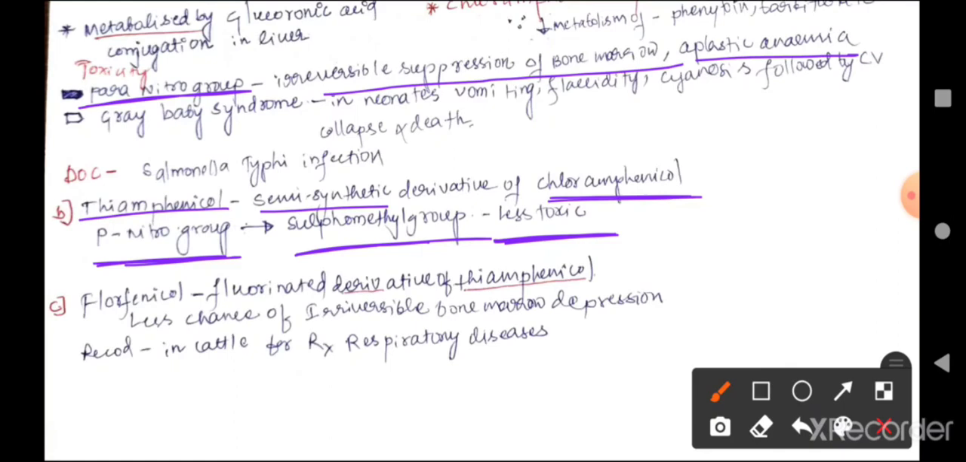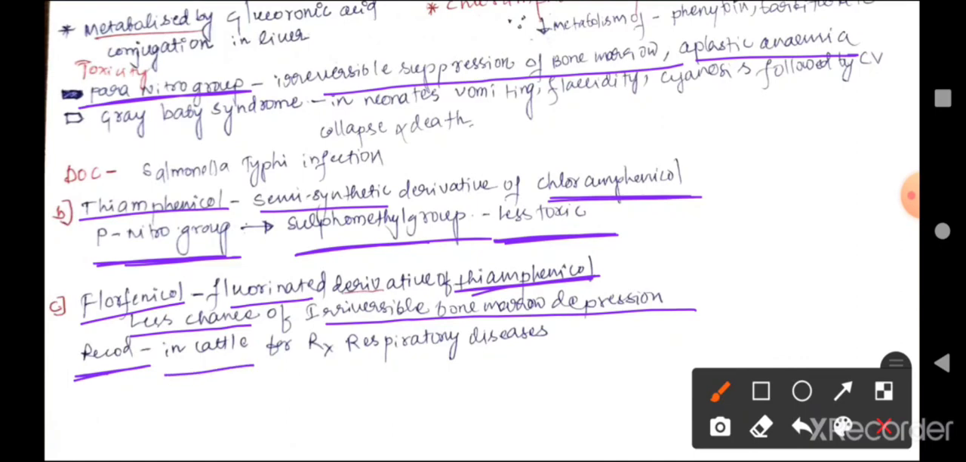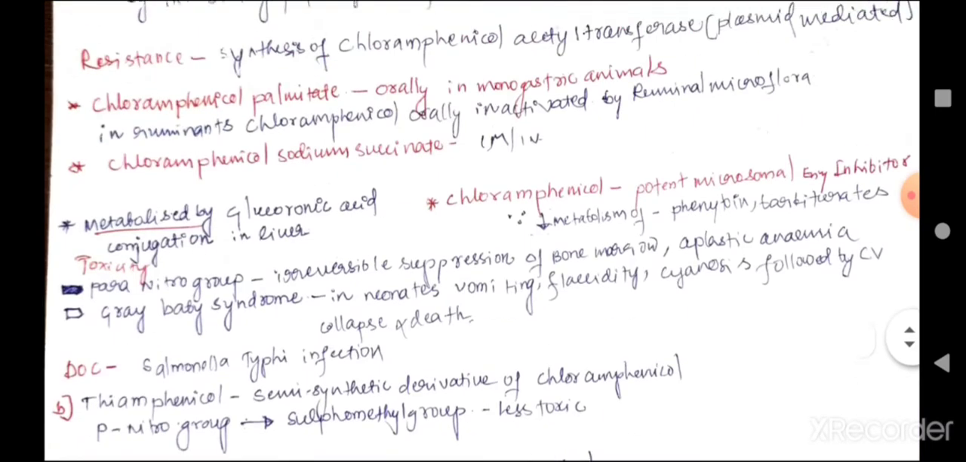Now let us come to florfenicol. It is a fluorinated derivative of thiamphenicol. Thiamphenicol is a semi-synthetic derivative of chloramphenicol, and florfenicol is less toxic as compared to thiamphenicol. Therefore, by using florfenicol, there is less chance of irreversible bone marrow depression, and it is recommended in cattle for treating respiratory diseases.